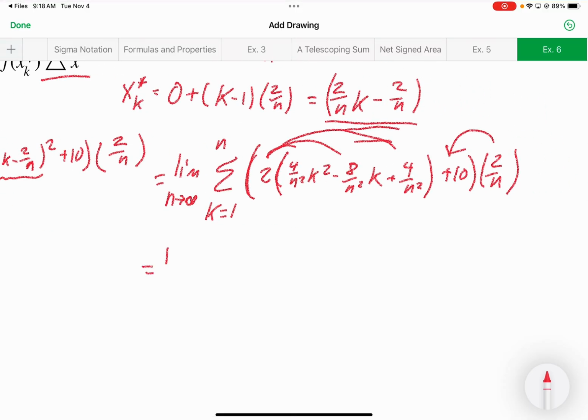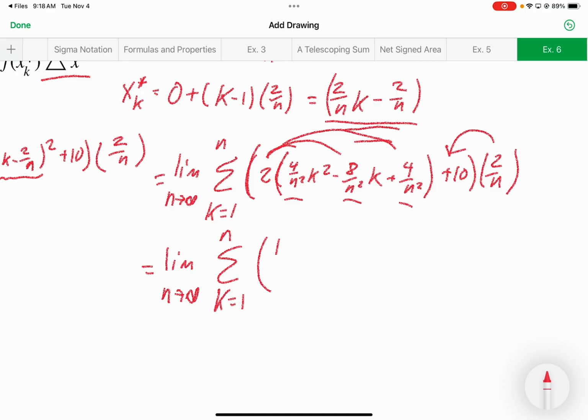I'm going to write it right below that, because I really want to look above and reference that. So limit as n goes to infinity, sum k equals 1 to n. All right, so all these terms on the inside are going to get hit with a 2 and then also a 2 over n. So I'm just going to multiply each one of them by 4 over n.